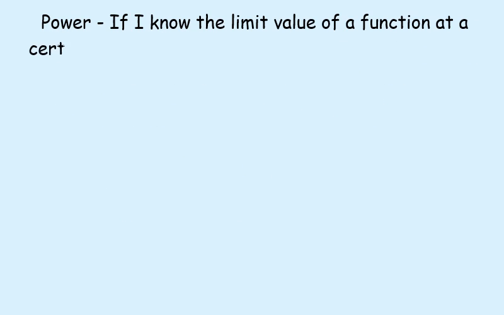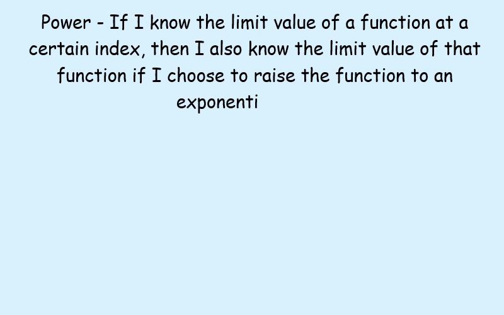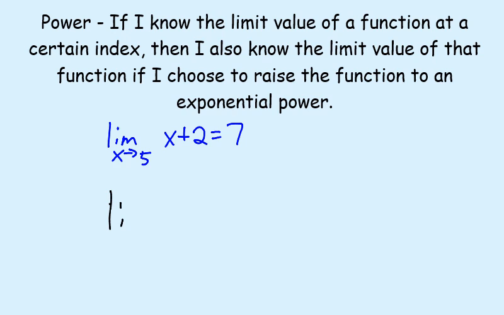Alright, power. If I know the limit value of a function at a certain index, then I also know the limit value of the function if I choose to raise the function to an exponential power. So if I take a simple function like the limit as x goes to 5 of x plus 2, then this will give me a limit value of 7. And then I raise that function to the power of, let's say, 2, so I square it. Then my new limit value should be the same as my original limit value squared. So I should end up with a total of 49.